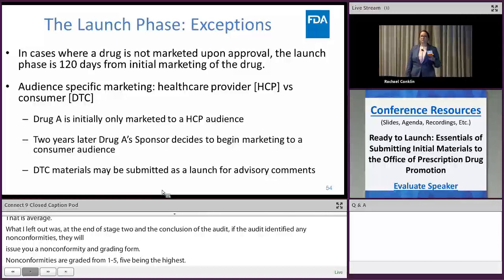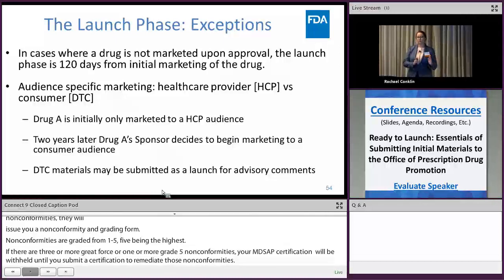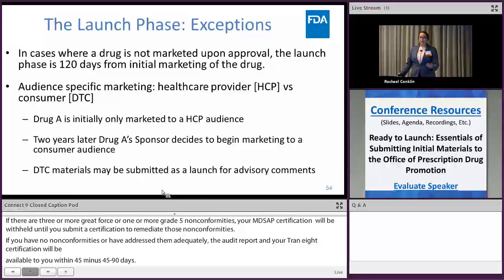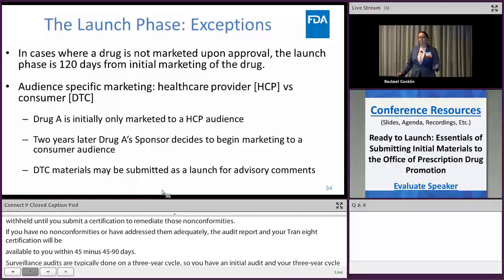Now keep in mind that this is only the case when there has been no marketing to one of those audiences. So if they initially develop a really broad marketing strategy for their healthcare provider audience and then just have a consumer website and later decide to flesh out their consumer marketing with a patient brochure or something like that, you can always submit that patient brochure for advisory comments, but if there were already materials for that audience out there, it would not be considered a launch.